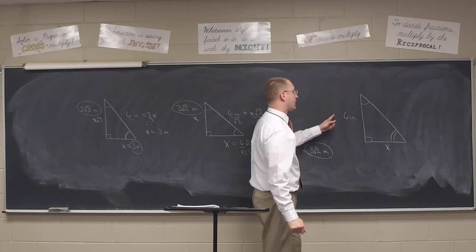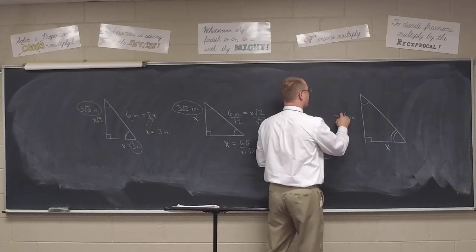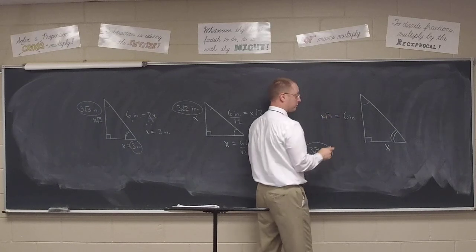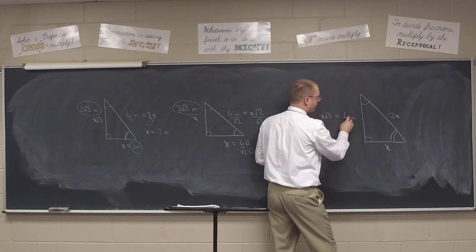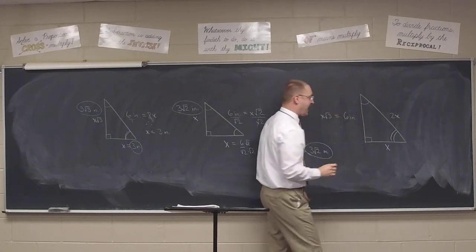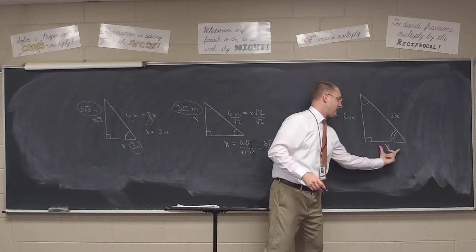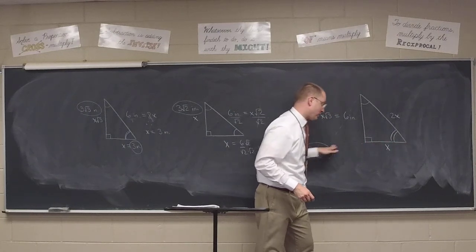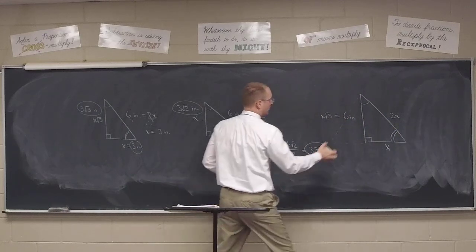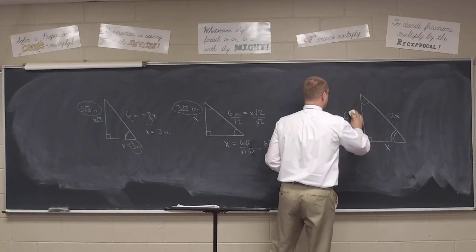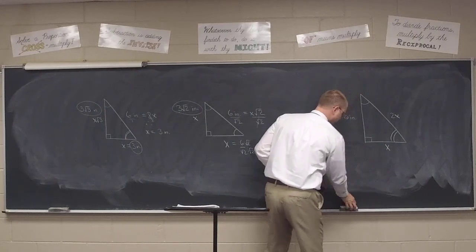The long leg across from the 60 would be not 2x, x times the square root of 3. The hypotenuse would be 2x. Remember, this came from an equilateral triangle. It's half of it. Every side has to be the same. So if this is x, then over here we'd also get x, which would make the whole thing 2x, 2x, 2x. So if that helps you to remember from whence this 30, 60, 90 cometh, it cometh from an equilateral triangle.